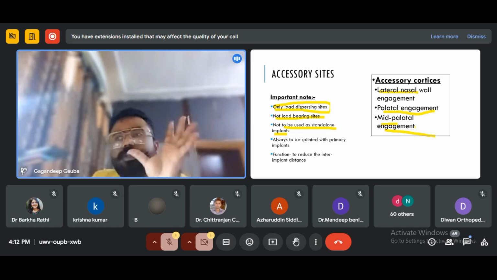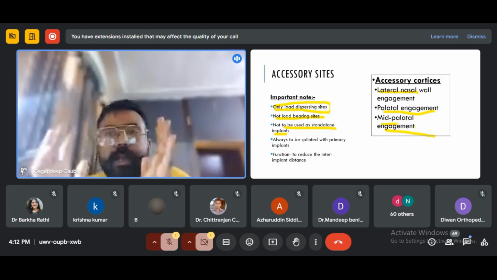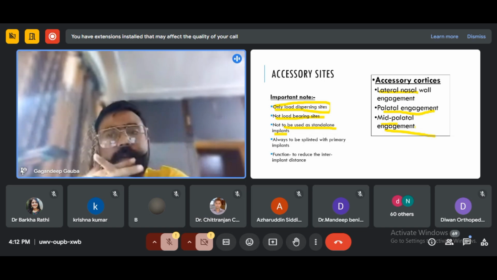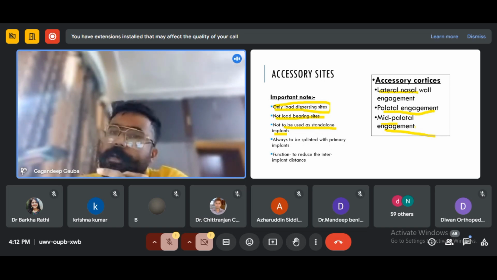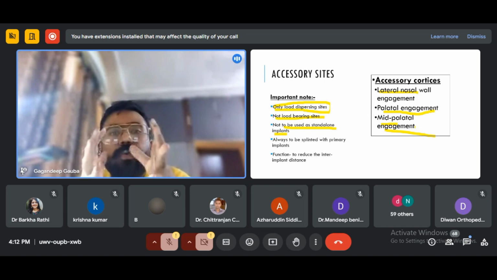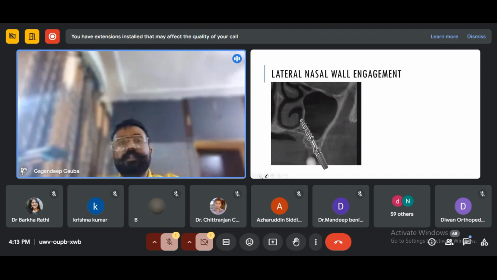The only use of these sites is to reduce the inter-implant distance between the last implant of the anterior segment and the first implant of the posterior segment, to reduce the jumping distance. Due to some reasons, if we are not able to place 6 implants in the premaxilla, 3 on each side, if we are able to place only 2 implants on each side, then we have to place an accessory implant, one on each side, to reduce the inter-implant distance, right? These are always to be splinted with the primary implants, like the nasal cortical and palatal implants, and their function is to reduce the inter-implant distance only. We will be studying this one by one.